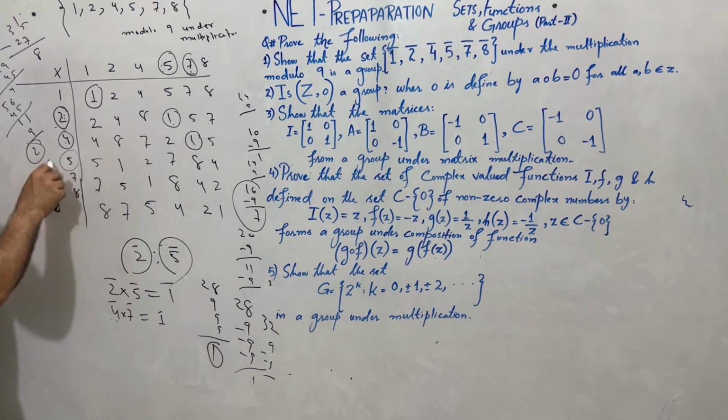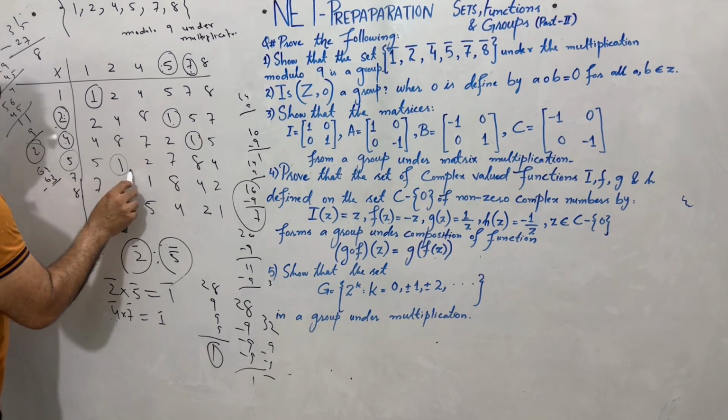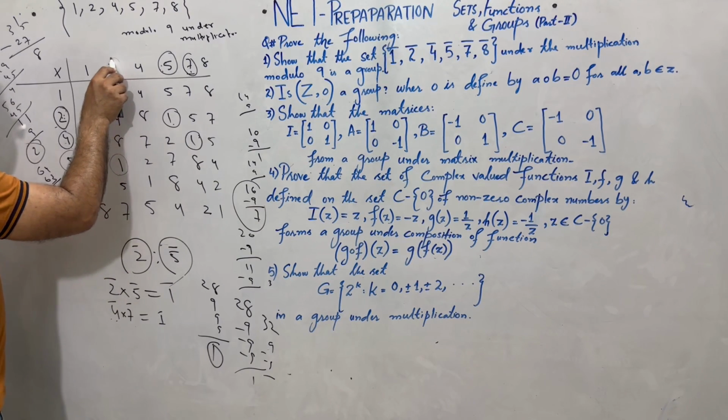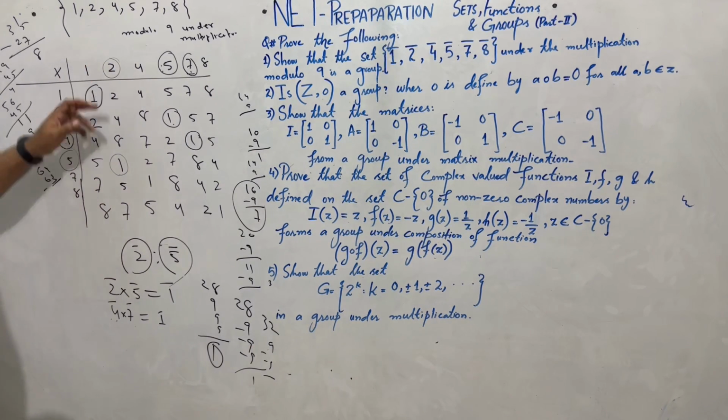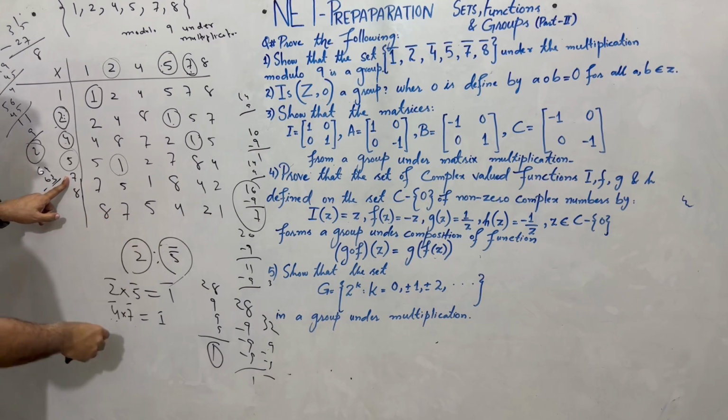What about 5? Keep on traveling horizontally to find 1, then keep on traveling vertically. You will get the number 10. 5 times 2 is 10. We have already done this. 5 and 2, and 7 and 4, are inverses of each other.